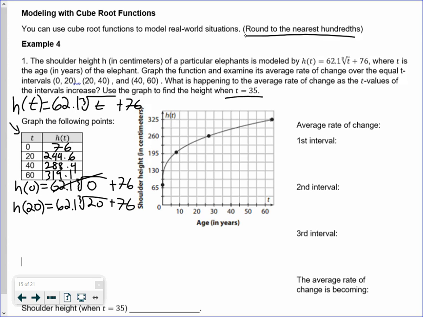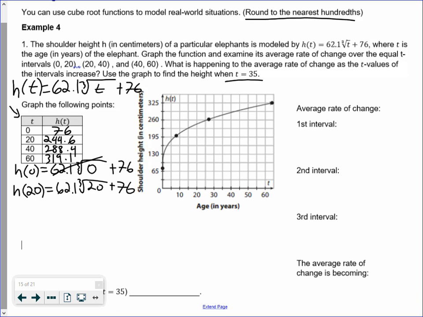And what we need to do now is figure out our average rate of change in between the intervals that they gave us. So the first interval that they gave us is 0 to 20, or from this point to the next one below it. So we want to figure out what the average rate of change is from 0, 76.